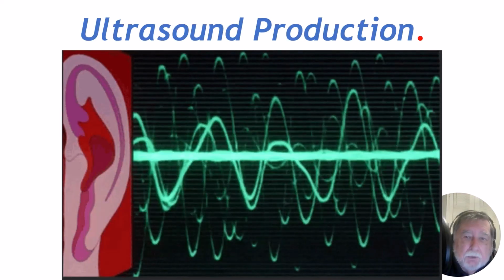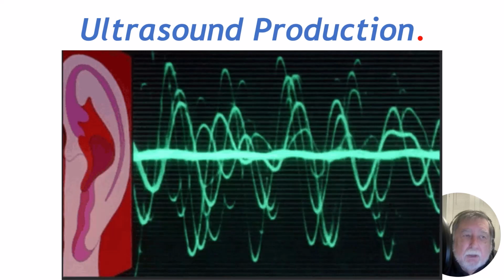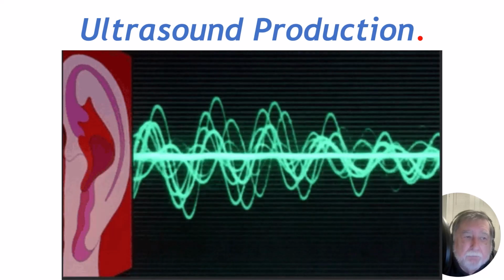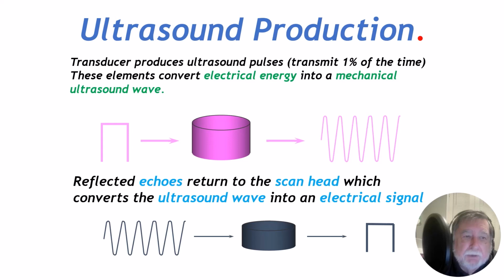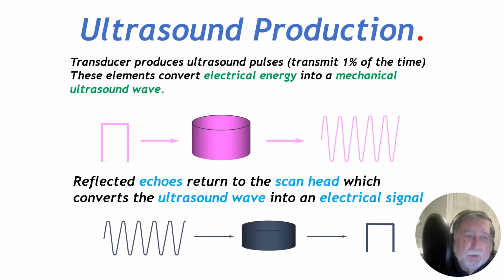Ultrasound is an acoustic wavelength that is above the human threshold for hearing. It is a mechanical energy. So let's talk about ultrasound production. The transducer produces ultrasound by transmitting 1% of the time and receiving those transmissions or energies back. The reflected echoes return to the scan head, which then converts the ultrasound wave into an electronic signal. This is where we have our electronic signal that we are going to change from analog to digital.